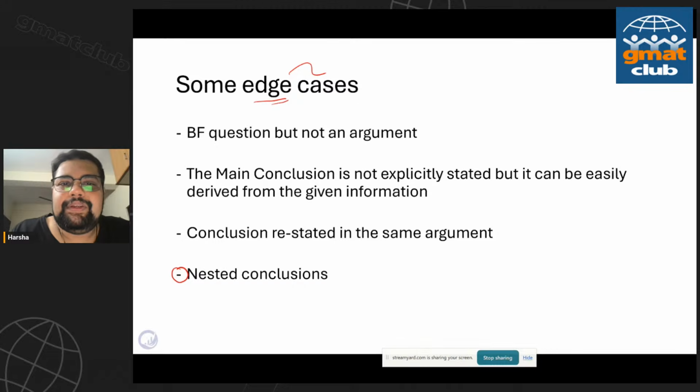But here are some edge cases that are possible. I could ask a boldface question where there's no argument, it's just a passage. Possible? Be ready for it, no problem. I could even create a question where there's clearly a main conclusion that is being hinted at, but it's kind of implied. You can derive the main conclusion, but it's not really explicitly stated. And you could have questions that are testing you on the boldface aspects of such a case. So this is a case where if you're explicitly searching for a main conclusion, you won't be able to find it. So that's another fringe case.